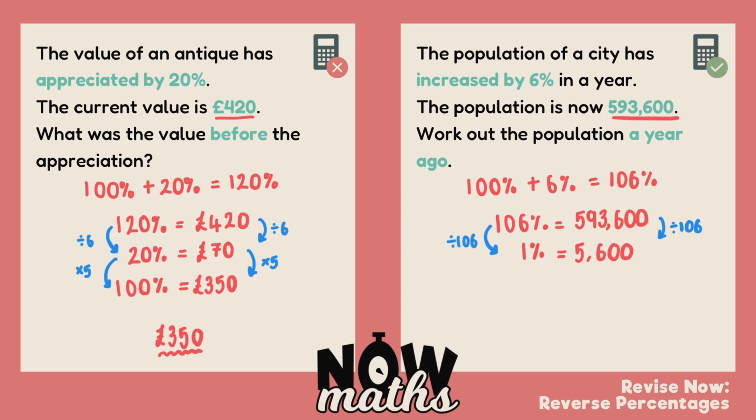Then when we know 1%, to work out 100%, which is the value we're looking for, multiplying 1% by 100 is 100%, and multiplying the population by 100, 5,600 multiplied by 100 is 560,000. So the population a year ago was 560,000.